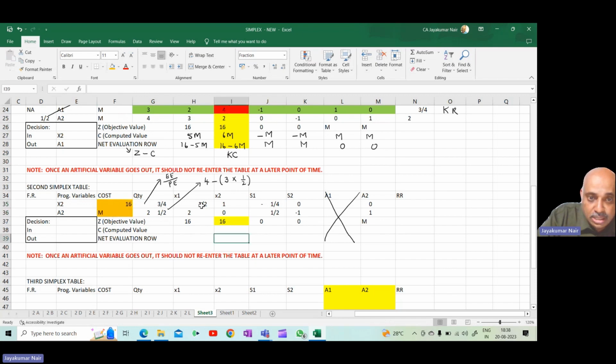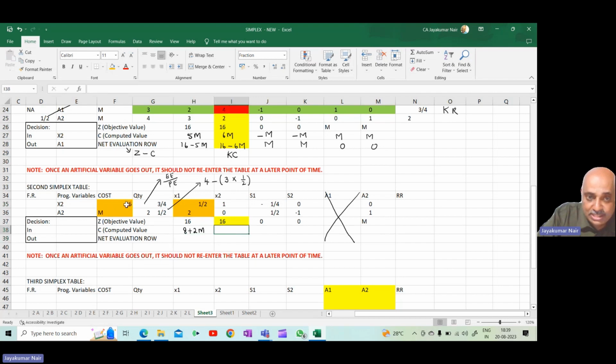Substitute this into the variables that you have here. So 16 into 1 by 2 is 8, plus 2m, because 2 into m is 2m. So I get 8 plus 2m. That is the value you get for the first one.